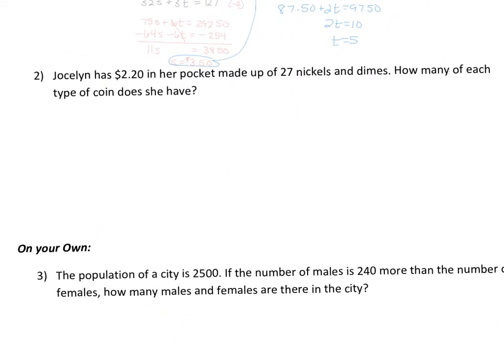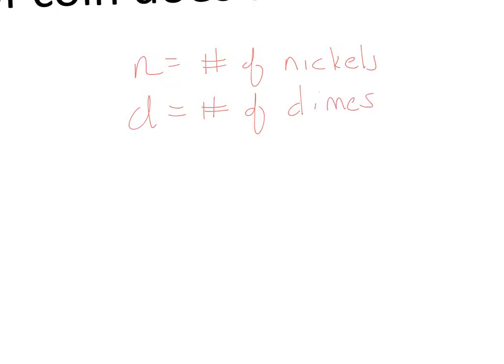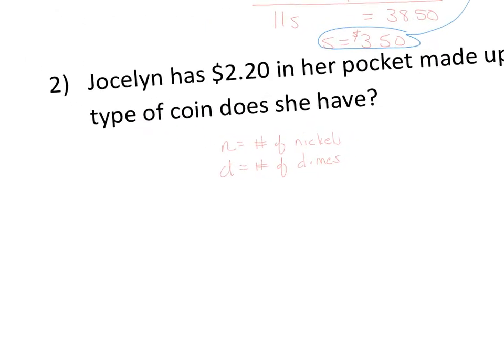Okay, so Jocelyn has $2.20 in her pocket made up of 27 nickels and dimes. How many of each type of coin does she have? Okay, so nickels and dimes is what we're looking for, and we're looking for how many. Okay, so now I'm going to use N and D here. So N, number of nickels, and D, number of dimes.